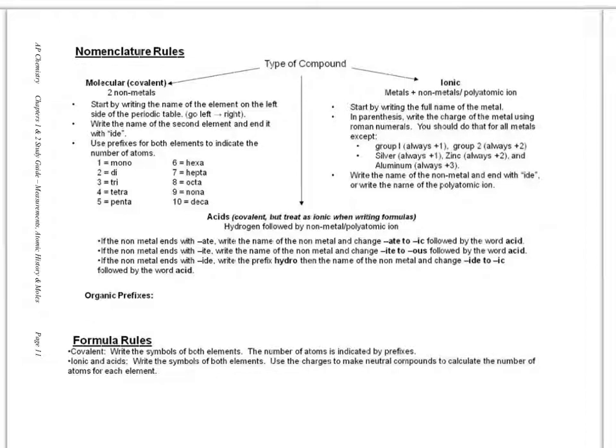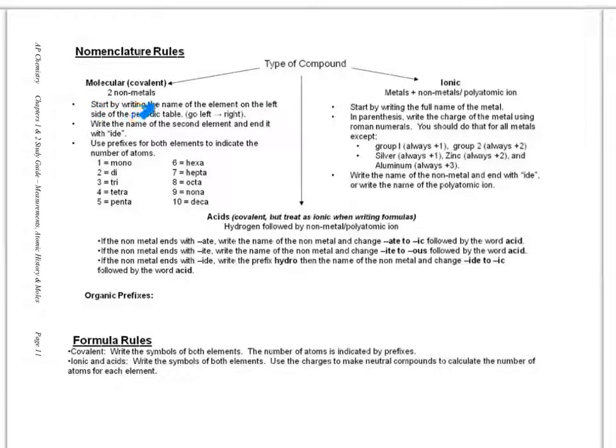So with the IUPAC naming, IUPAC stands for International Union of Pure and Applied Chemistry. That's the system by which we name things. We separate compounds, or at least binary compounds, into molecular and ionic, and then acids. If it's molecular, that means it's covalently bonded, or you can tell that because you have two nonmetals bonded together.